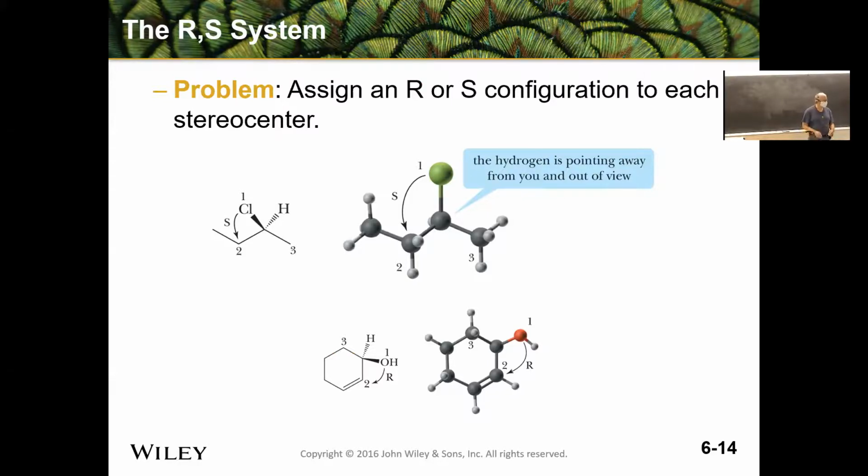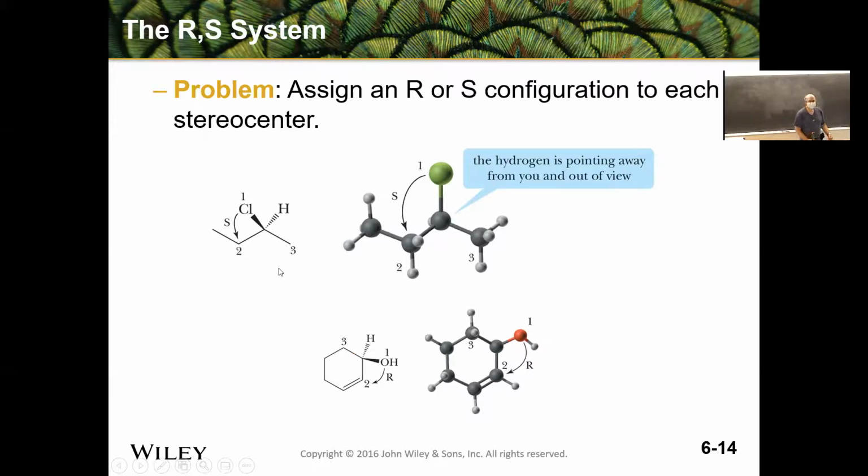All right, so here we have 2-chlorobutane. And we want to orient this so that the lowest priority group is away. Okay, so directly, this is our stereo center on carbon number 2. Okay, so we have 4 different groups. We have a chlorine, a hydrogen, a carbon, and a carbon.